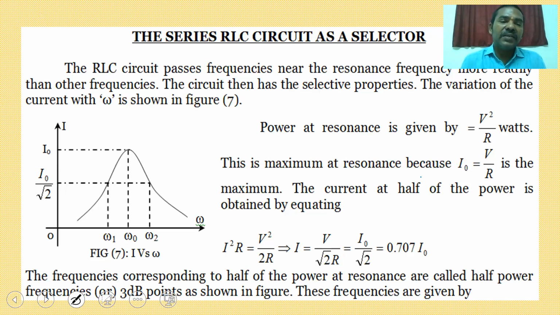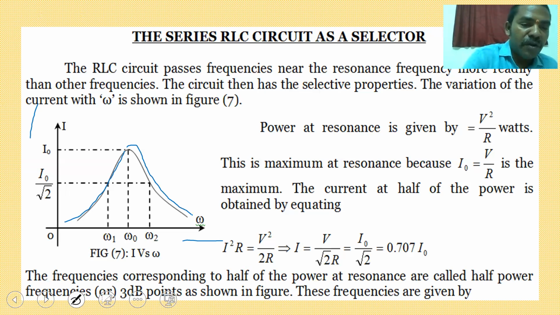So in a series circuit we have to go for the current. With respect to that current we have to calculate the bandwidth, and you have to correlate it with the quality factor, bandwidth, and also the resonating frequencies. Okay, so with respect to the variation of frequency and current, you are getting the current waveform like this.